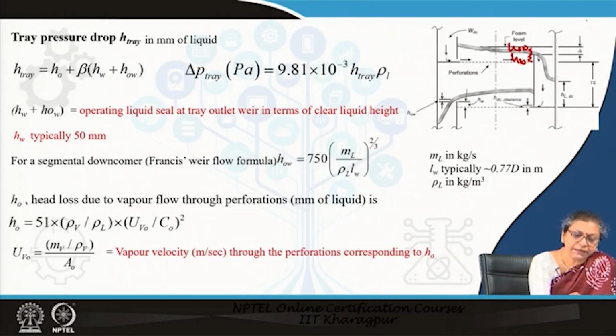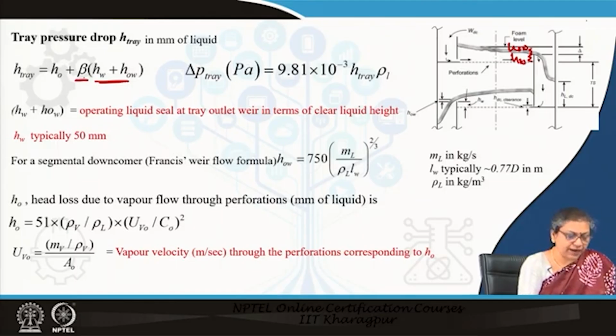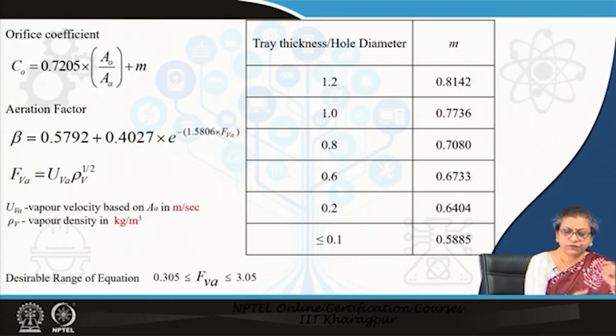So, therefore, the equivalent height, if you find, will be the total liquid height multiplied or corrected with an aeration factor. Now, this aeration factor is normally given by an empirical correlation in terms of the vapor factor based on the active area. Remember one thing: whenever you are using such correlations, since they are derived from experiments or from standard practices, it is very important that you keep the units in mind.